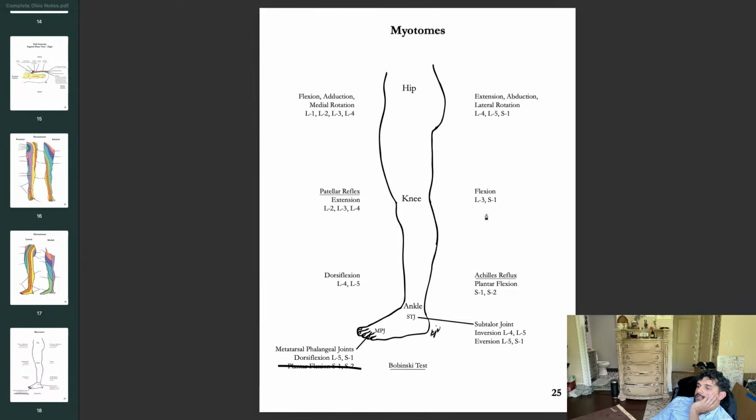Extension of the knee, extension of the hip. That's actually really neat. I'd say the very valuable information is right here, because this groups together three motions: L1, L2, L3, L4 is flexion, adduction, and medial rotation of the hip. So if you flex, adduct, and medially rotate, that would be L1, L2, L3, L4. If you extend the hip, abduct the hip, and laterally rotate the hip, you'd be doing L4, L5, S1.